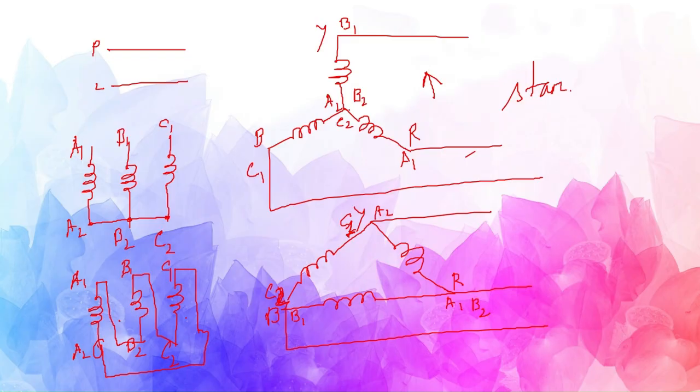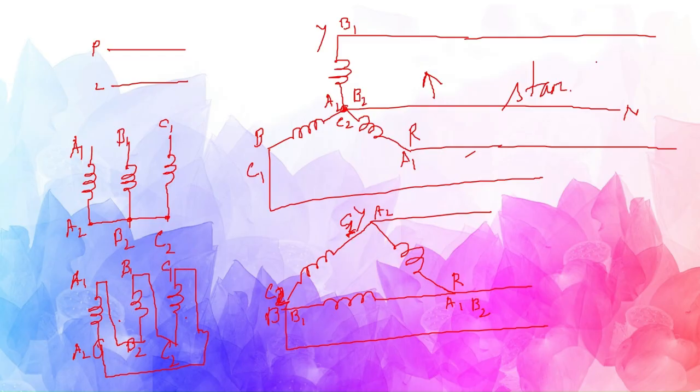Let's also understand that when you connect in star, this point is called the neutral point, so there will be a neutral line. Now there will be different types of voltages here. One voltage is Vy, and this is Vr. There are three lines: Vr, Vy, and Vb, and these are also called line voltages. This is neutral.